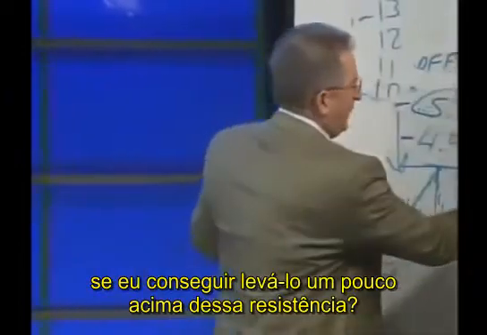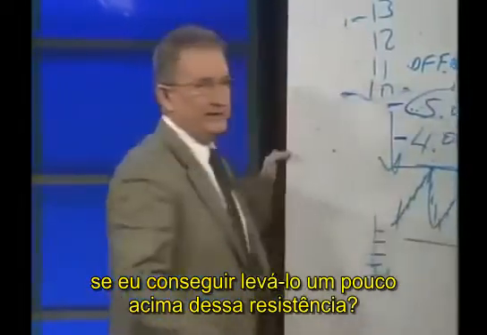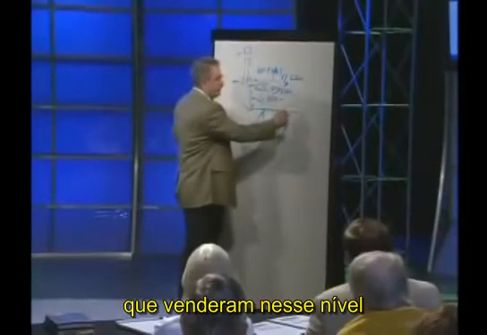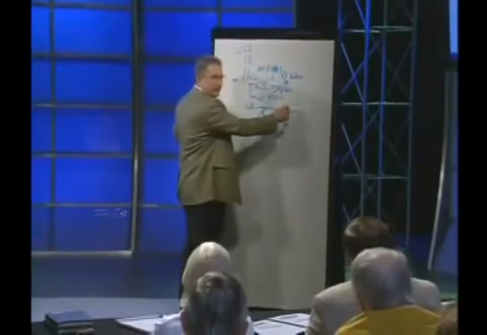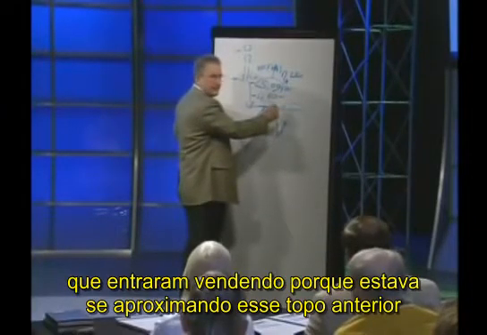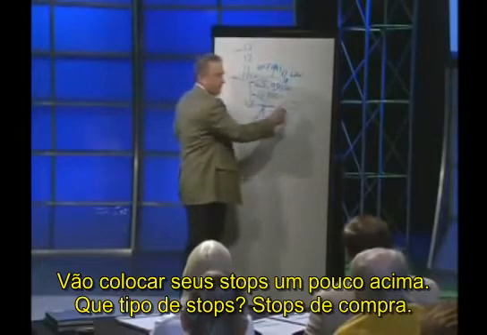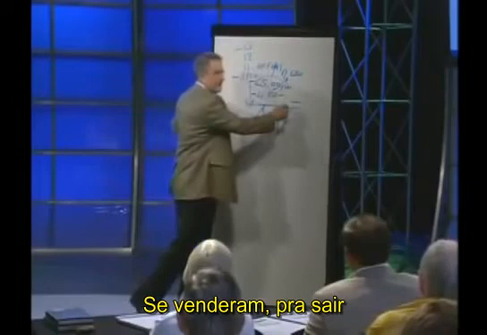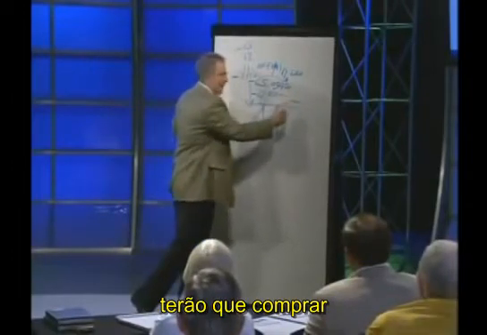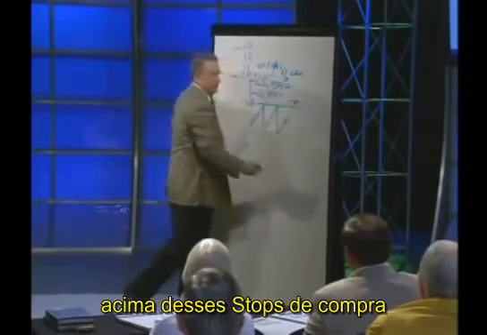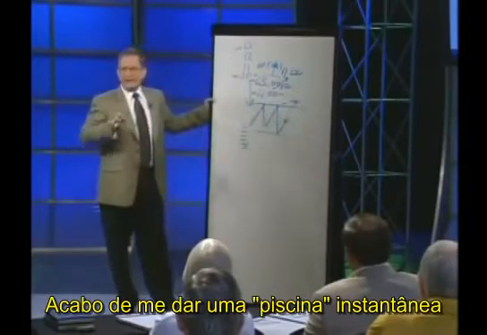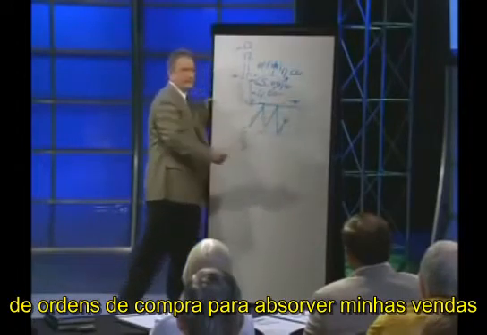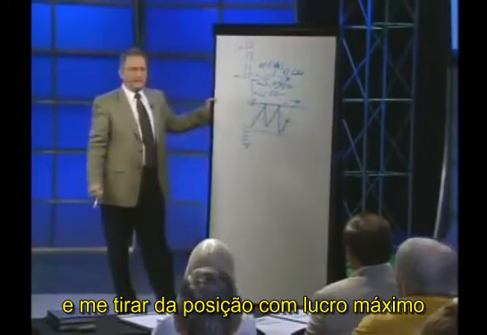But what if I can drive it a little past that resistance? What I'm going to have is a situation where the other traders who sold at this level right here, who came into the market because it was approaching this previous high, are going to put their stops a little bit above the market. What kind of stops are they going to be? They're going to be buy stops. If they sold and have to get out at a loss, they have to be buyers. If I can drive the market to those buy stops, I have given myself an instant pool of orders to take the other side of my trades and get me out at maximum profits.